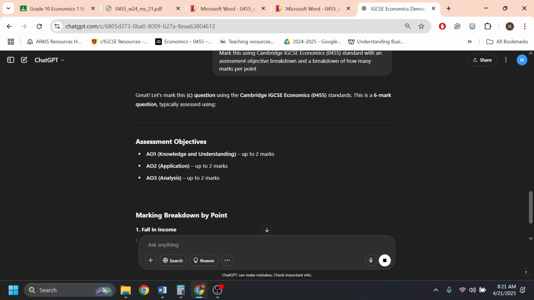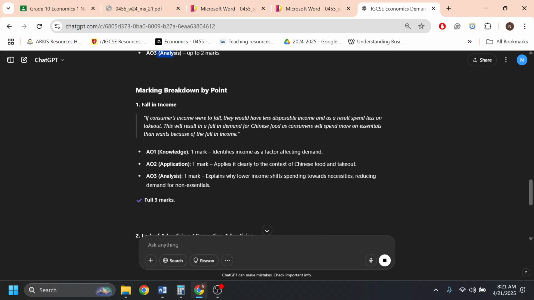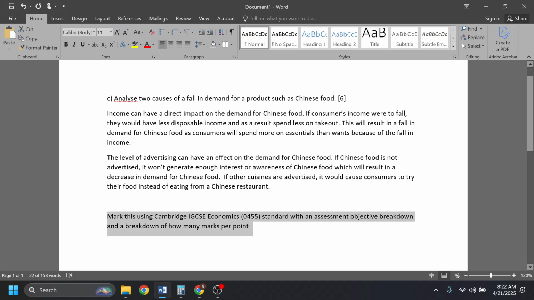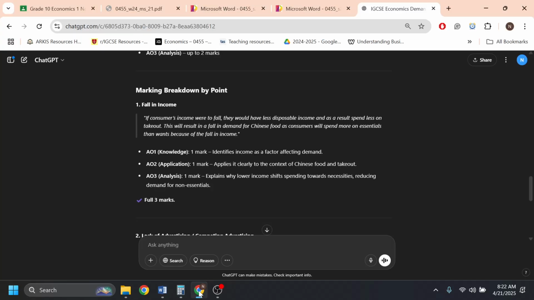So, see, 1 mark for knowledge, 1 mark for application, 1 mark for analysis, right? So let's see this one. The first point, we identified income as a factor affecting demand. We applied it to the context of Chinese food and takeout, and we explained why lower income shifts spending towards necessities, reducing demand for non-essentials. That is why we got the full 3 marks for this question. So this is a good 3-mark answer.